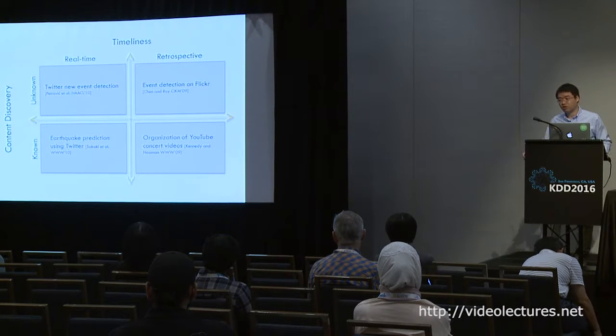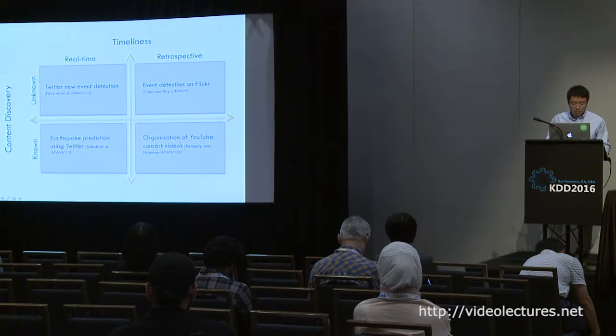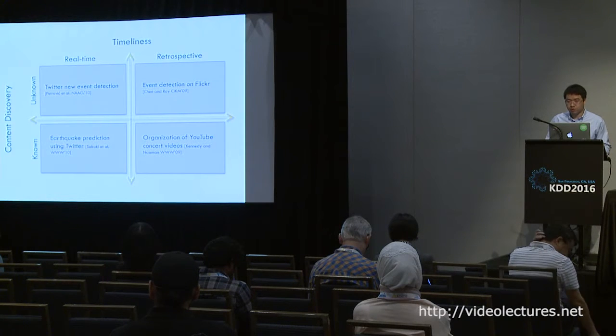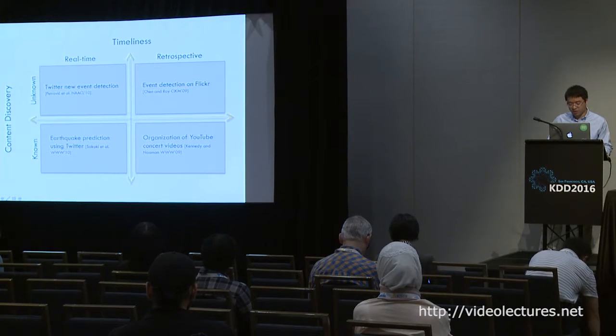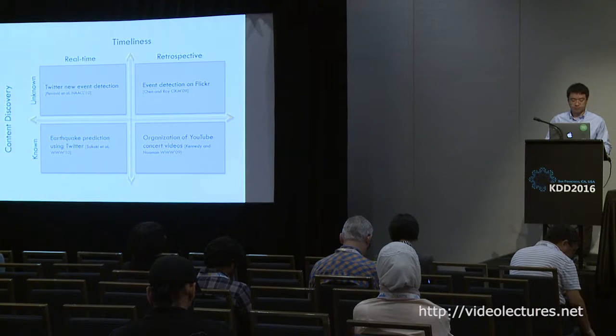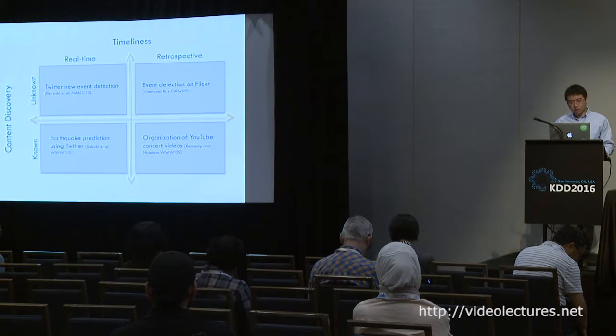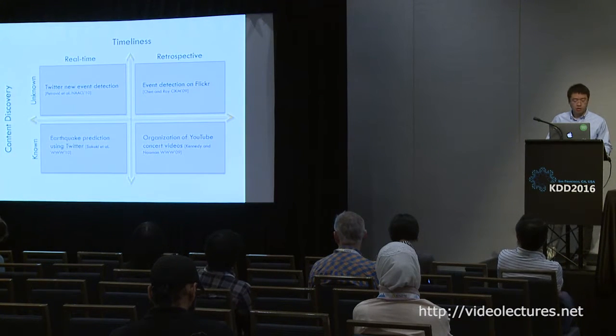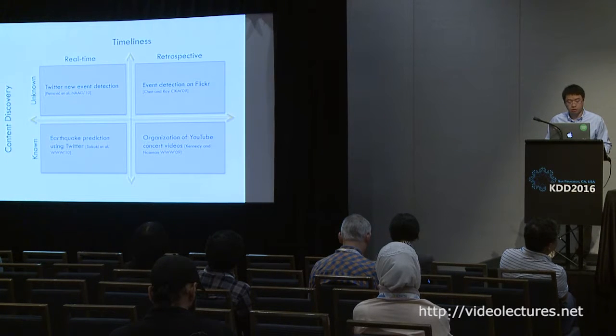On the other hand, for the unknown events, we do not know what will happen. So that's why we call it unknown events. And the last part is for the specified known events, in the retrospective perspective. There's a work from Kennedy and Naaman in 2009 about organizing YouTube concert videos based on their event types. So in this tutorial, I focus on a very popular event detection category, which is to detect unspecified, unknown events in real time.